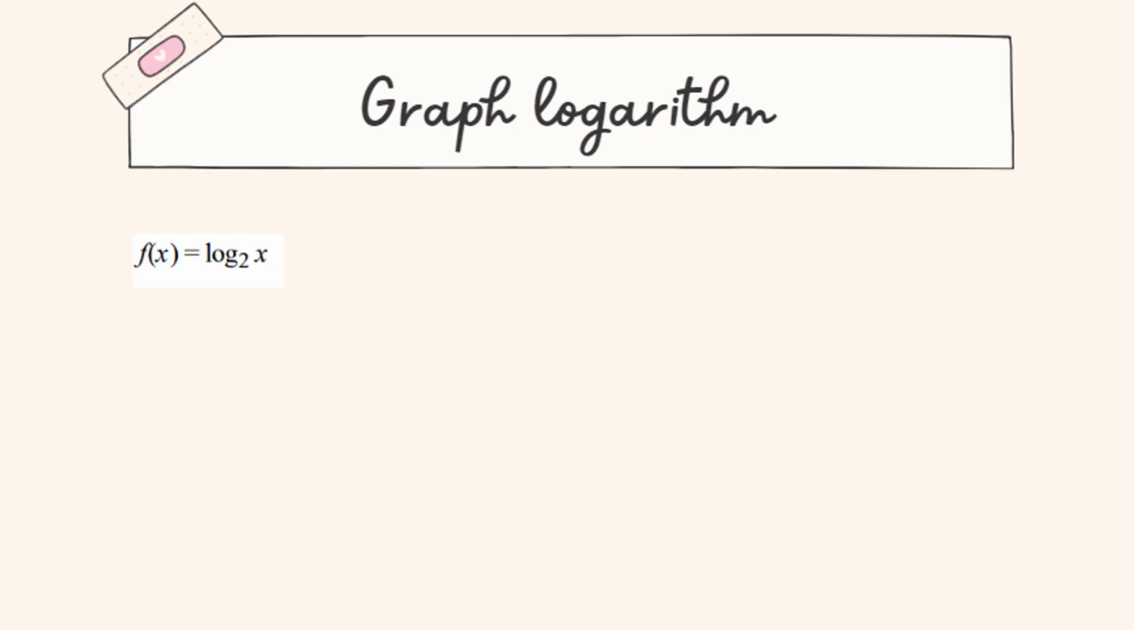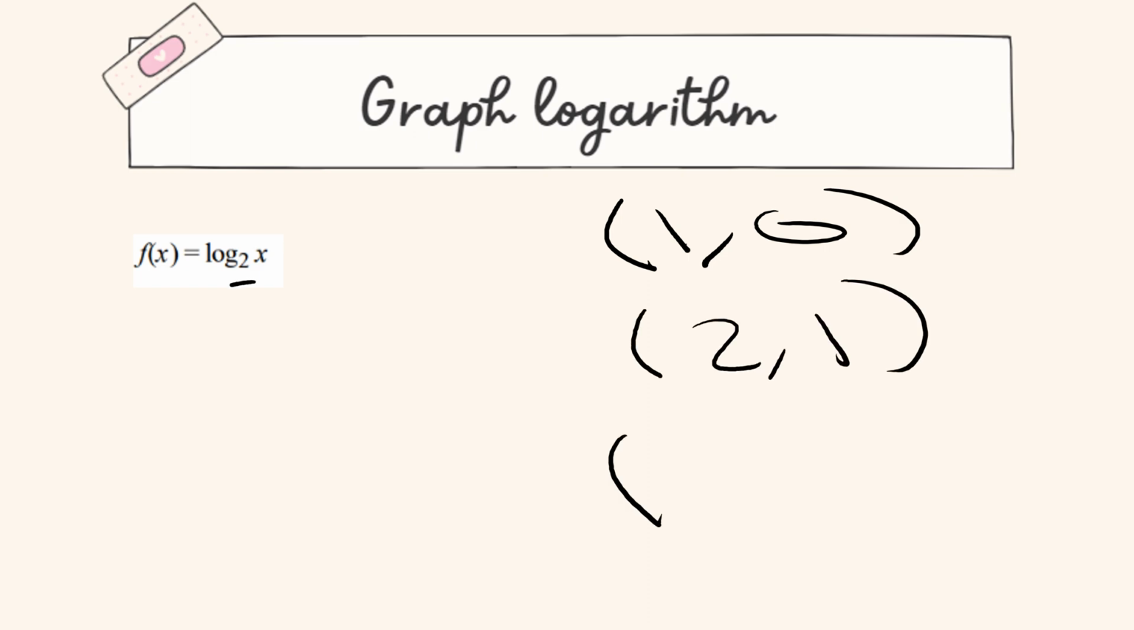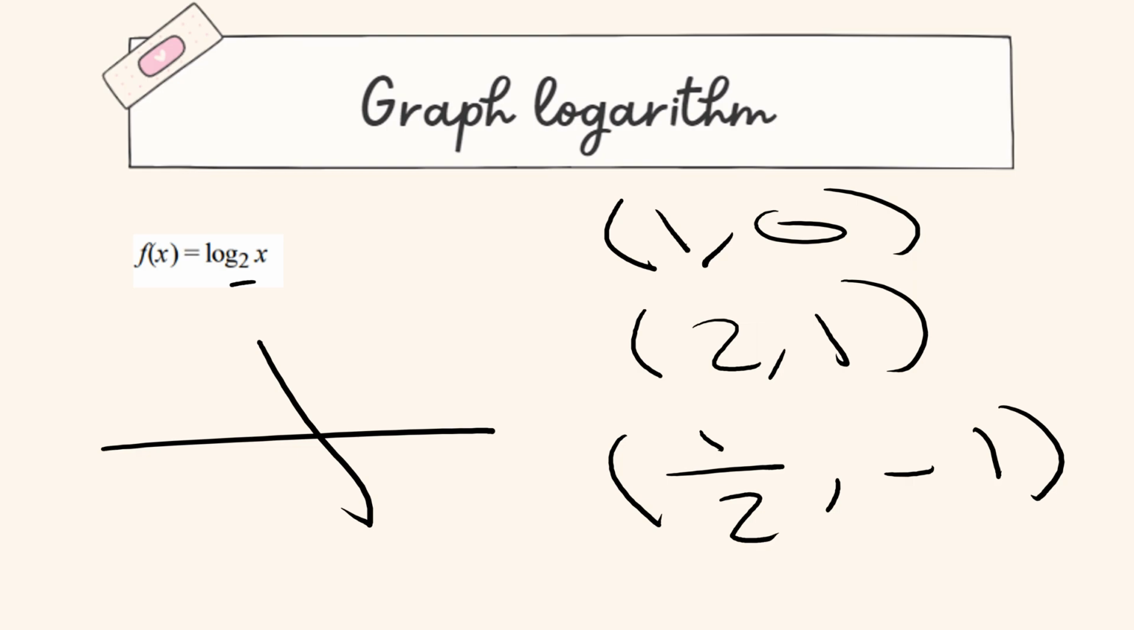How do we graph this logarithm function? We said that the 3 points that we have are (1, 0), (b, 1), which in this case is (2, 1), and (1 over b, -1), which in this case is (1 over 2, -1). So these are our coordinates. We know that the points are (1, 0), just slightly somewhere in here, and (2, 1), which is somewhere in here.